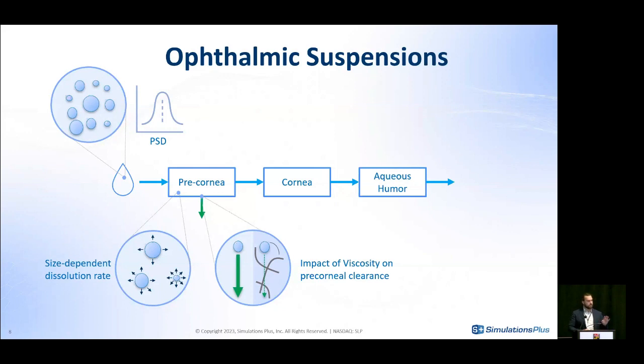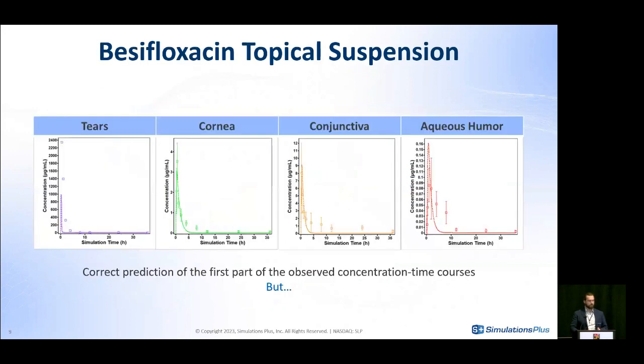So we have done that work and we have validated these models a while back. And we wanted to use this model for besifloxacin ophthalmic suspension. The drug product name is Besivance. The first model that we used gave us reasonable prediction. So you have, starting from left to right, tears, cornea, conjunctiva in yellow, and aqueous humor in red. And if you compare the lines, the simulation, with the observed data, they are in fairly good agreement when we look from far.